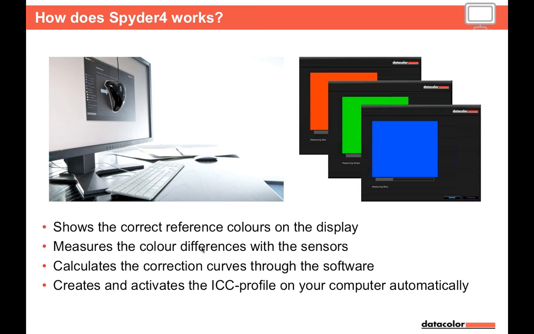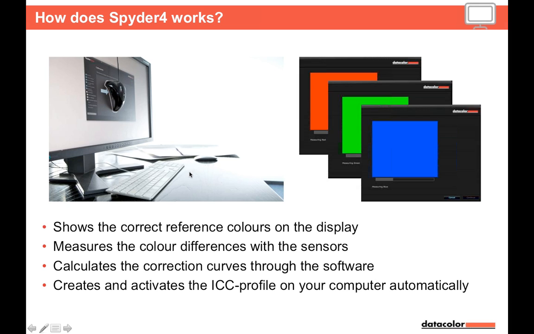So, how does a calibration work? That is quite simple. You put the spider in the middle of your monitor. Here you see an outlined spider on the display. So just put it in the middle. There's the cable, a USB cable. So just connect it to the USB port of your computer.